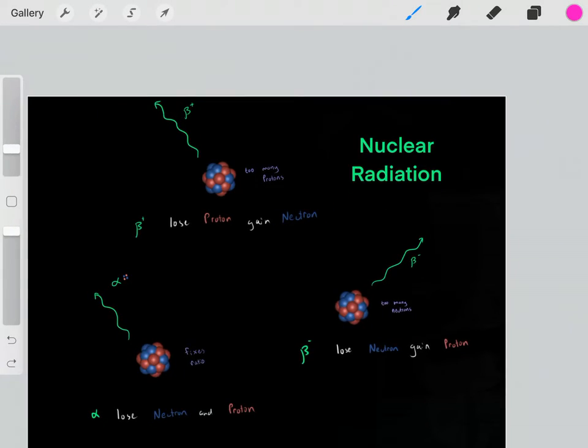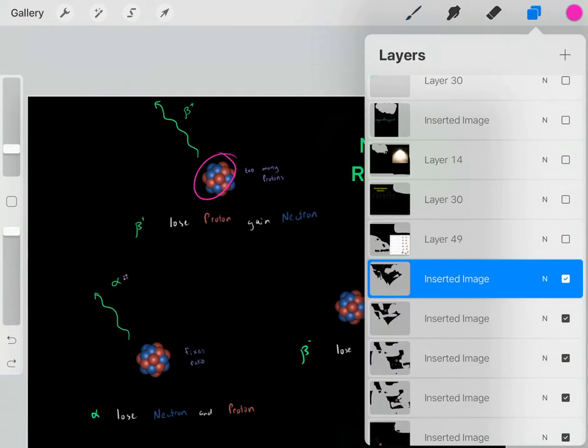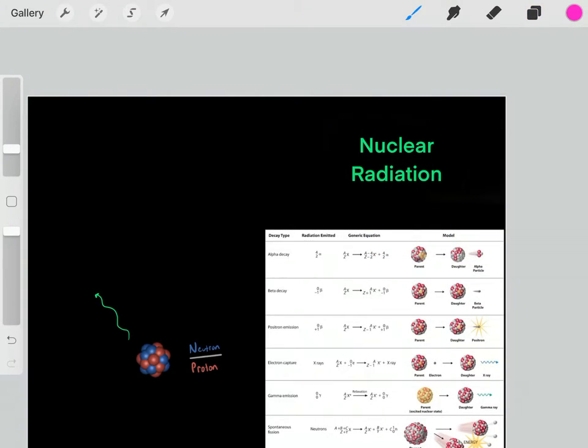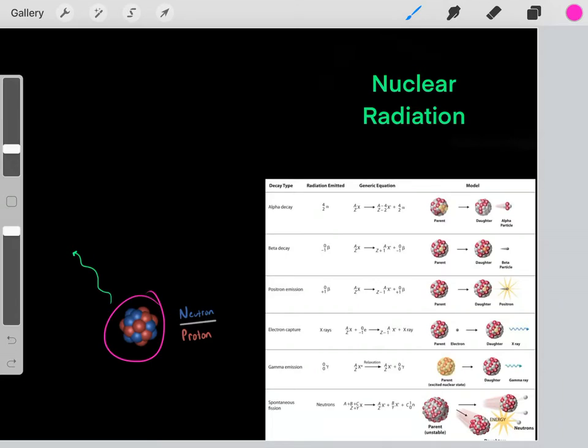So again, the point is there are lots of different ways we can fix these ratios. If we have too many neutrons, we can release a negative beta particle and a neutron will be converted into a proton. If we have too many protons, we can emit a positive beta particle and convert a proton into a neutron. So there are lots of different ways to fix these unstable ratios. And again, the point of this nuclear radiation is all elements must have a stable ratio of neutrons to protons.